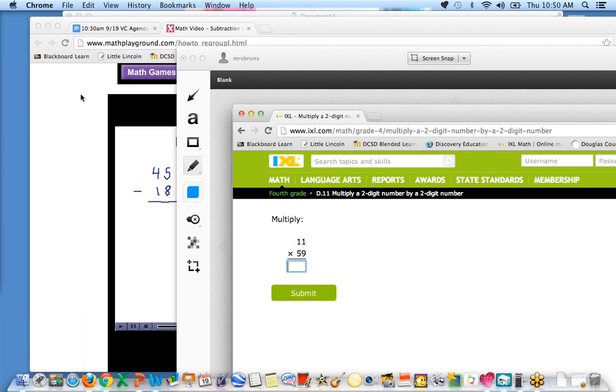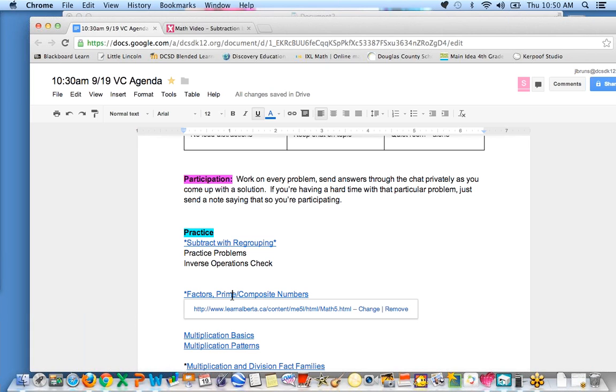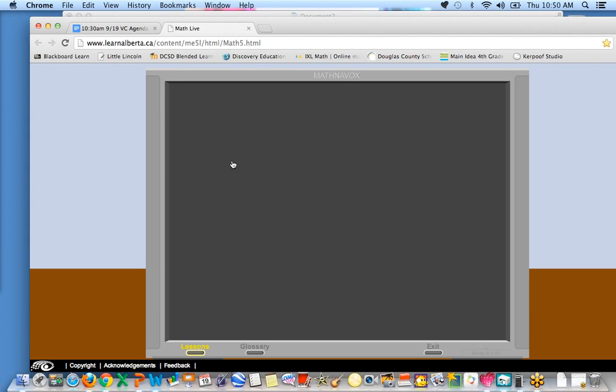I'm going to take us back to our agenda, and we're going to move into factors, prime, and composite numbers. This is a really good basis for all multiplication and division problems that we'll get into. You got to know your factors and multiples. Okay, here we go.